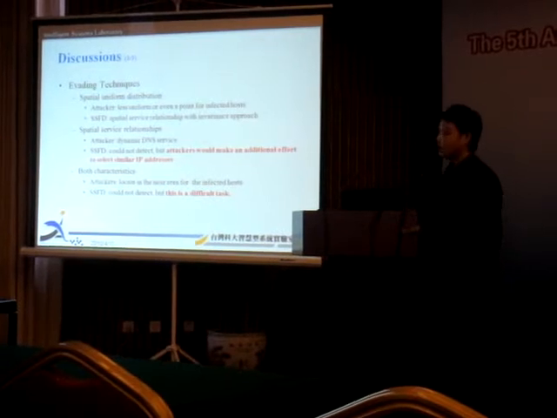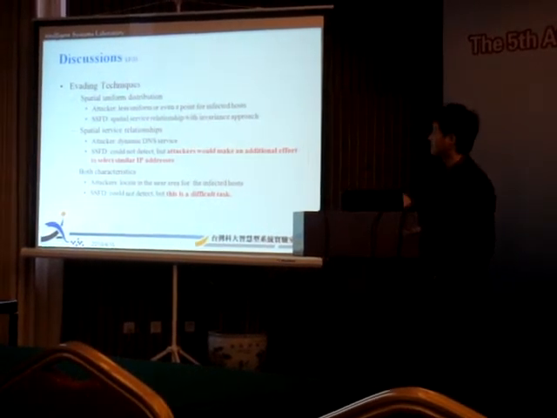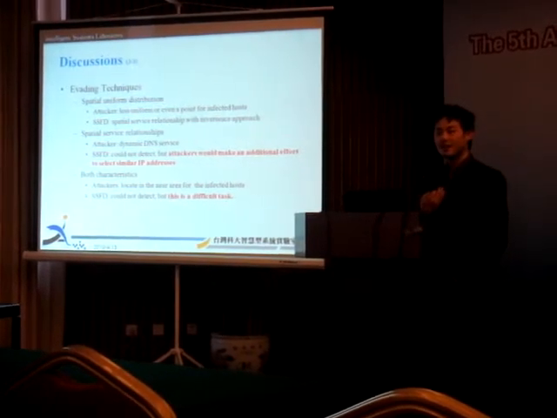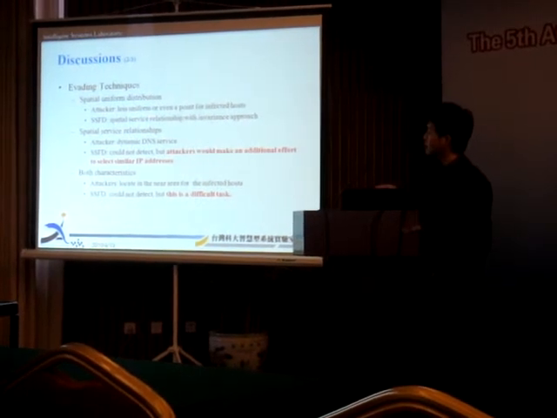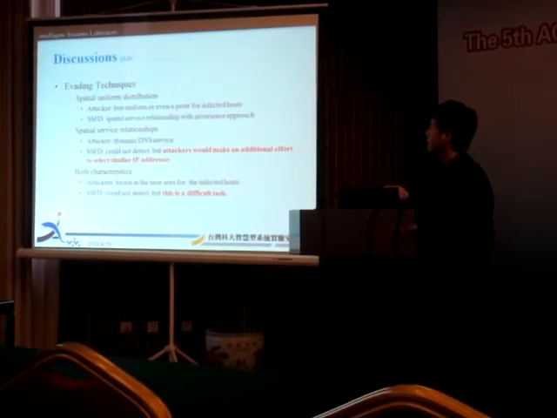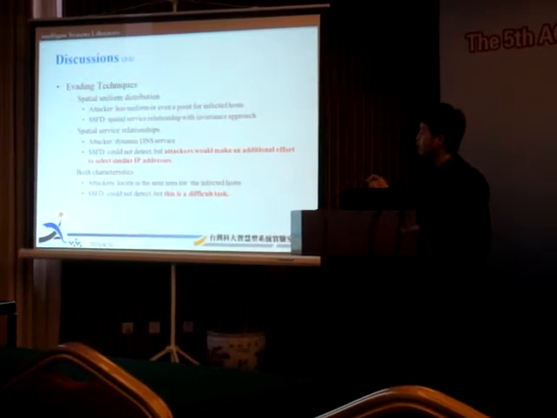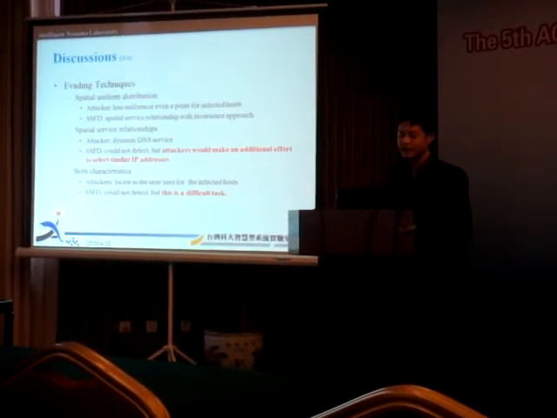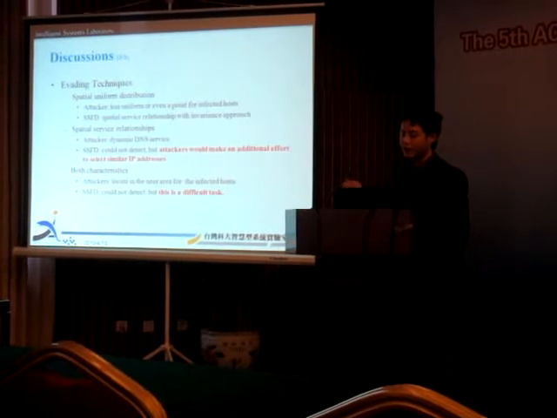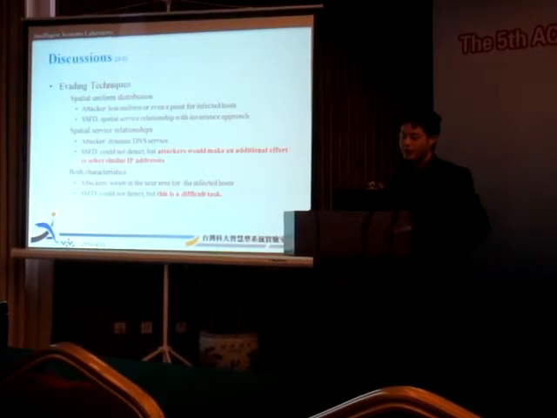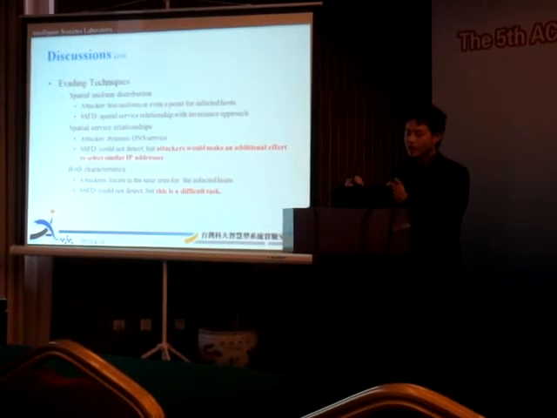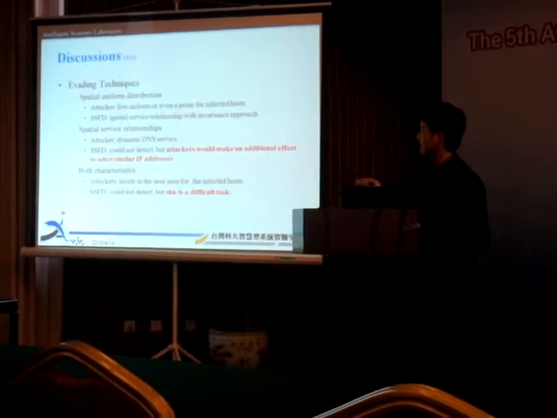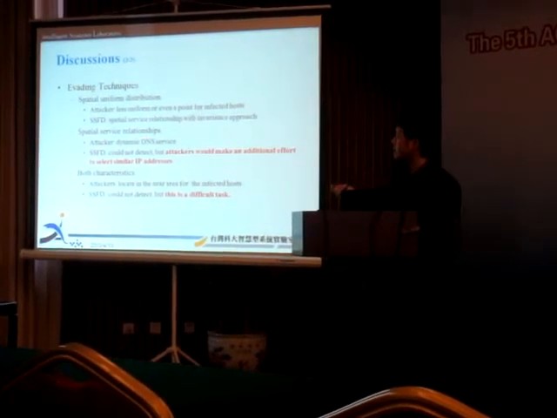Okay, we also discussed if the attacker tries to use the following evading techniques, what the impact is on our method. For example, they try to use spatial uniform distribution, making themselves less uniform, or even using a point of an invaded host. In this case, with the spatial service relationship and the invariance approach, we still can consider it, because they make their distribution uniform. However, we also see the minimum service distance, so we can take care of these things, and also the spatial service relationships.